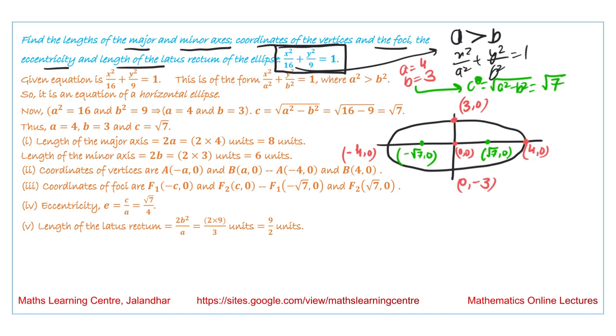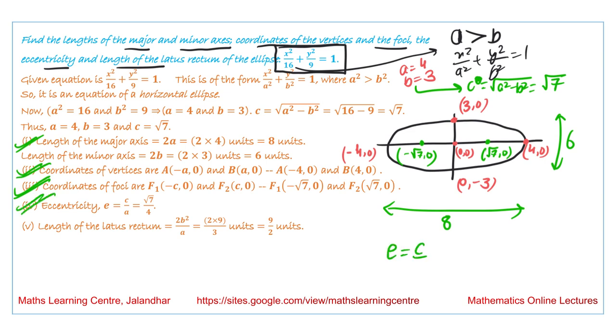When we talk about the length of the major axis, it is 8 units. Length of the minor axis is 6 units. We have seen the coordinates of the vertices, length of the major and minor axis, and coordinates of the foci. Then we have to calculate eccentricity.